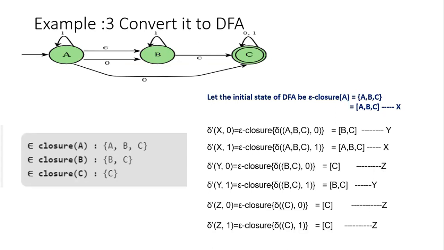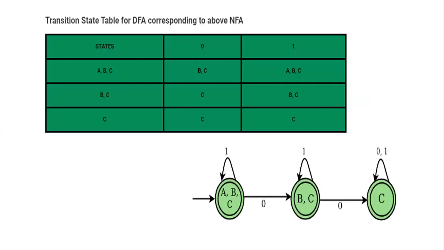Is it clear? Now we have calculated all the states with all the inputs. No new states arrive, so we can stop here, and we draw the transition table and transition diagram. Which one is the initial state? X, ma'am. Which one is the final state? All of X, Y, and Z. All three are final states. Here you can give ABC or you can give X, Y, Z. No issues.